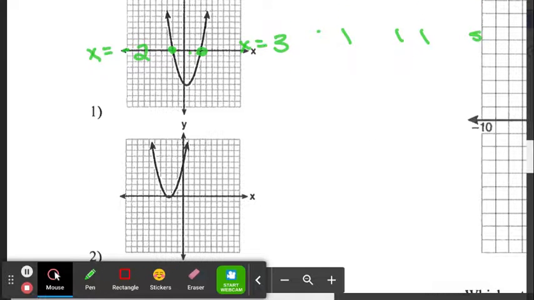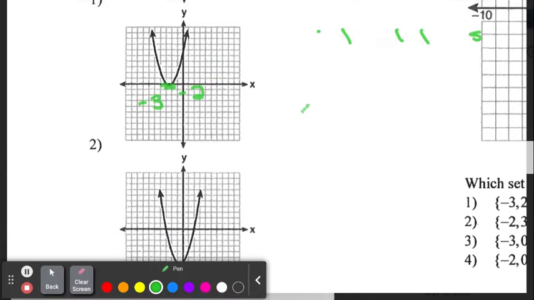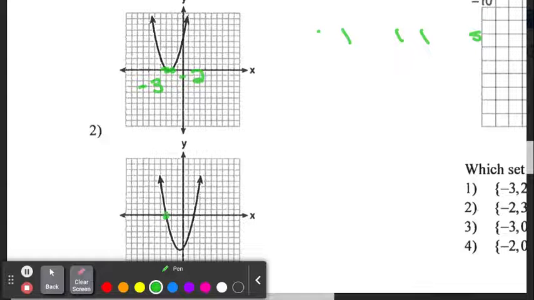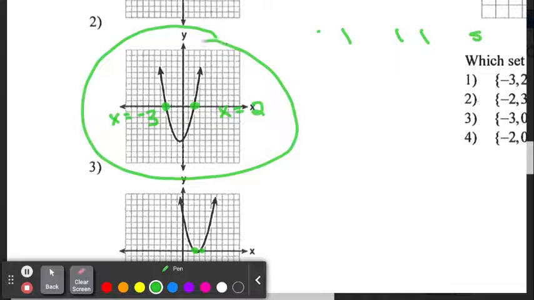So let's scroll down. This looks like it's -2 right here, but this is -3. Keep on trying. Here we go. This is at x equals -3, and this one is x equals 2. And then this one down here is +2 and +3. So our answer is the third one.